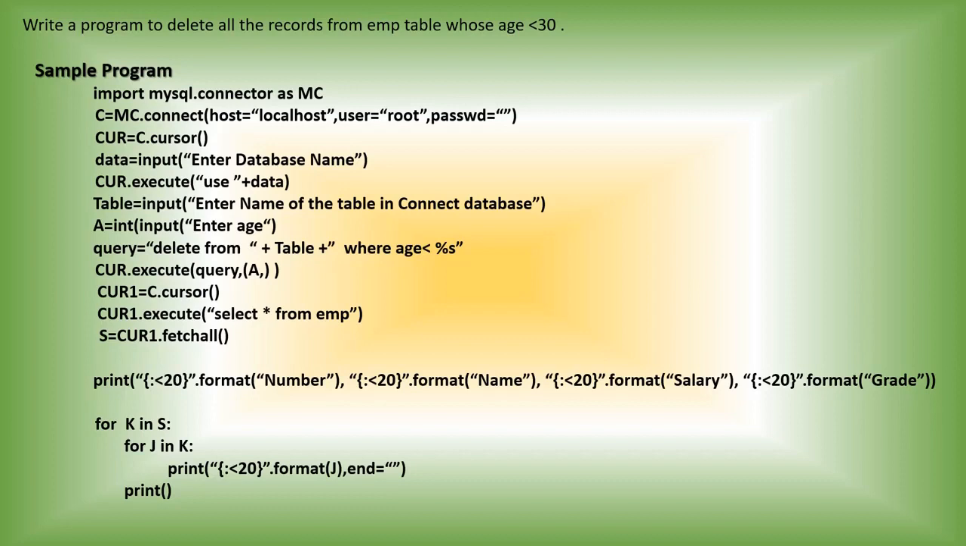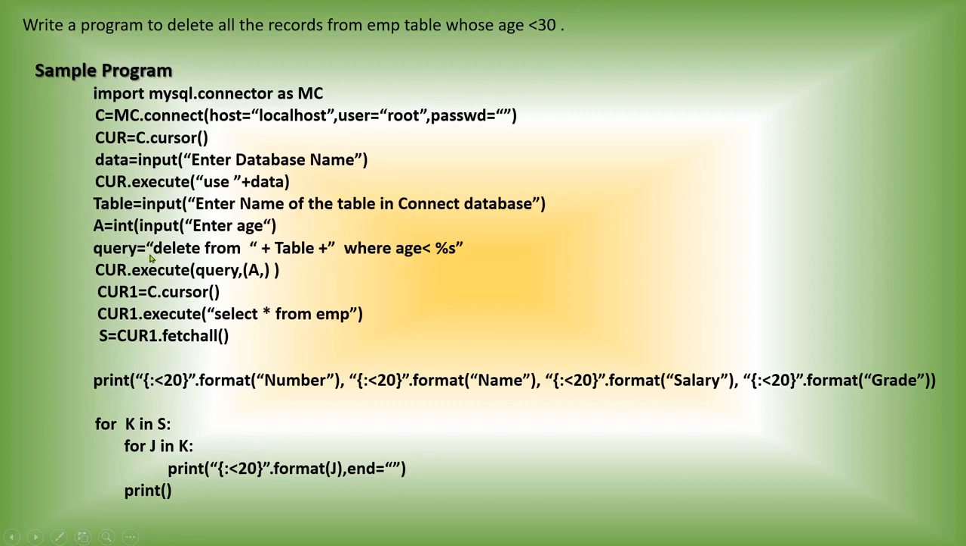Go through the code. Here I am just accepting the database name. The database name is not mentioned along with the connect method. Accept the database name and you are opening the database, accepting the table from the user and the age. See the query: delete from table. The table is the variable name and the variable will get the name of the table which is accepted from the user, and where age less than percentages. This percentages is replaced with this a value.